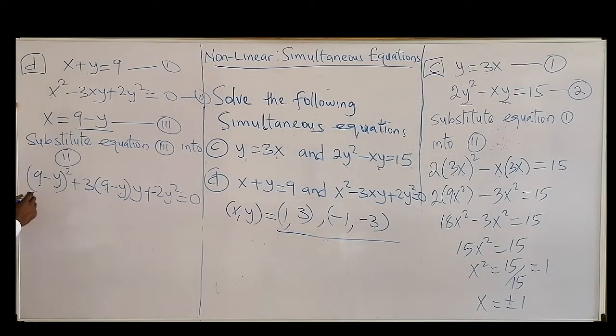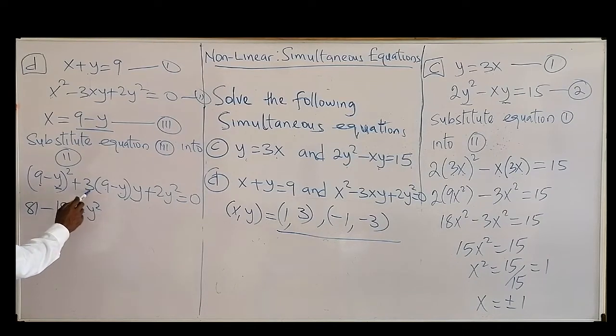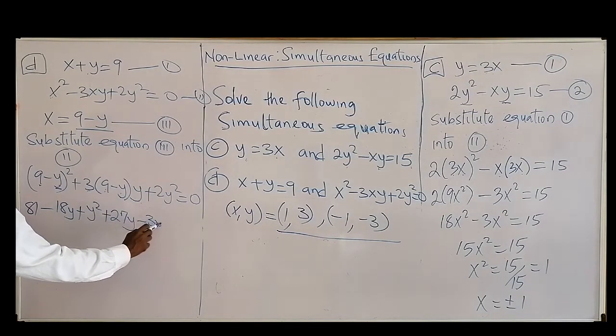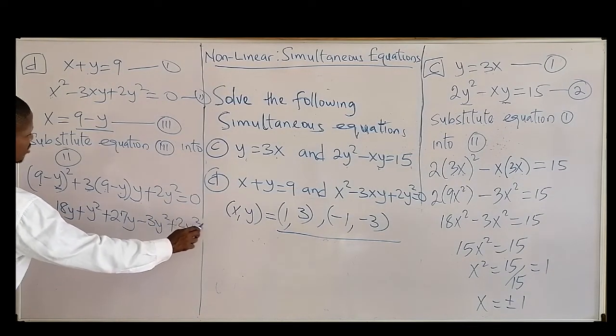If you do the expansion for this one, 9 minus y squared will be 9 squared, that's 81, then minus 9 times y, that's 9y, times 2, that's 18y, then plus the last one squared, that's y squared. Then plus 3 times y, that's plus 3y times 9, that's plus 27y. 3y times minus y, that's minus 3y squared. Then plus 2y squared equal to 0.